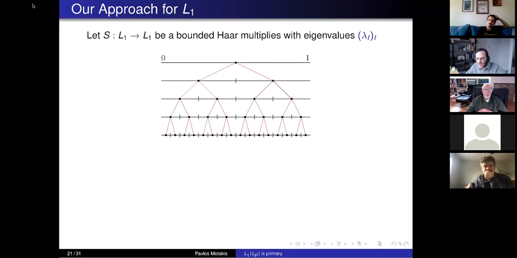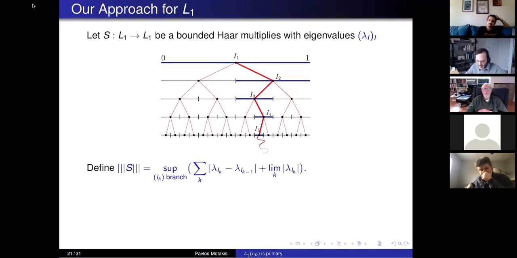And based on this tree, we can look at branches. So a branch is just a maximal chain inside this tree, and I can linearly order the intervals that are associated with this branch, I1, I2, I3, and so on. And this goes down to infinity, it never stops. Now, we can define a value, the triple norm of S, which does the following thing.